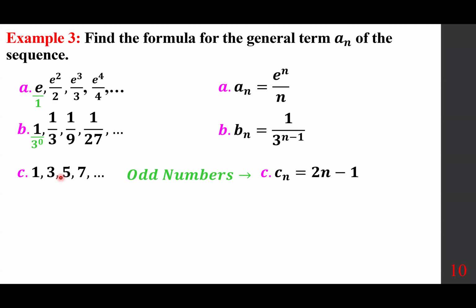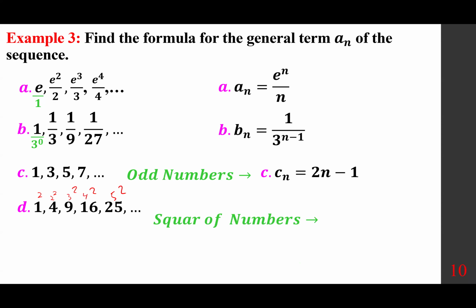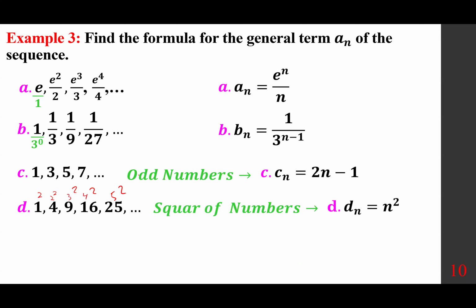So you must check, because this is one way to represent an odd number. Another way could be 2n plus 1. But 2n plus 1 in this case doesn't work, though 2n plus 1 represents an odd number as well. We are assuming n is a whole number. And so what about 1, 4, 9, 16, 25? You may recognize this as 1 squared, 2 squared, 3 squared, 4 squared, 5 squared, 6 squared. So it must be square of numbers, or n squared.